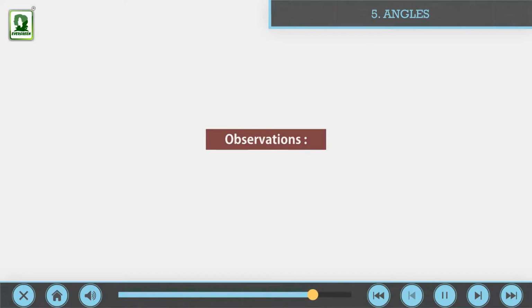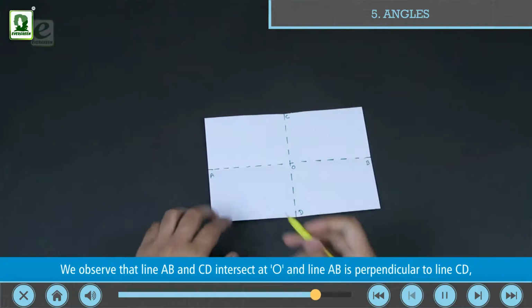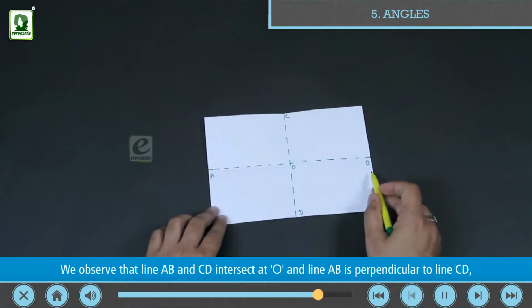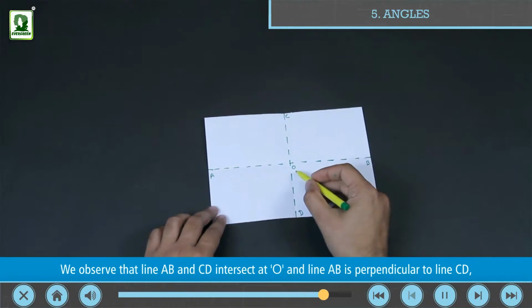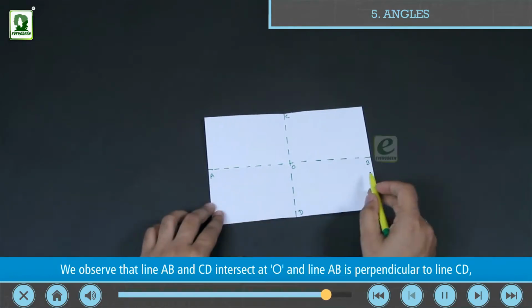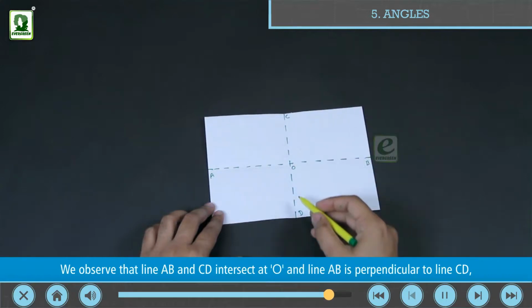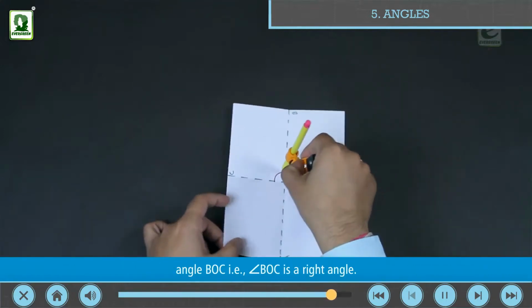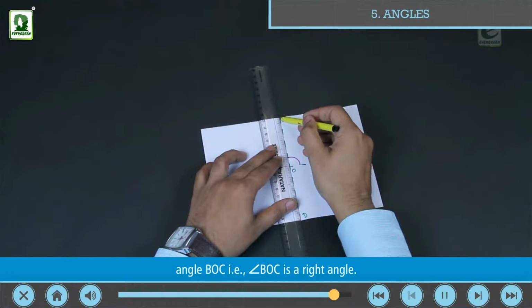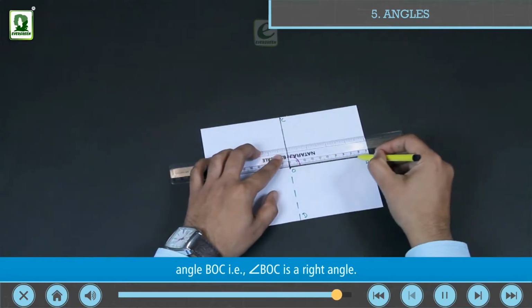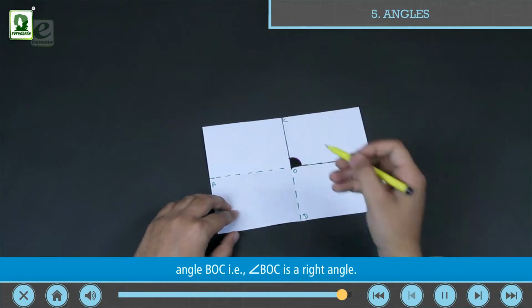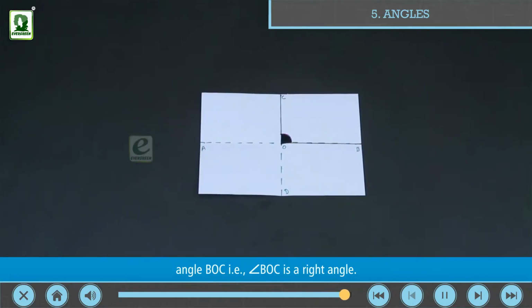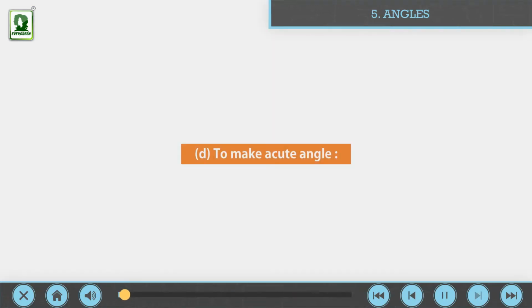Observations: we observe that line AB and CD intersect at O, and line AB is perpendicular to line CD. Angle BOC, that is, angle BOC is a right angle. To make acute angle.